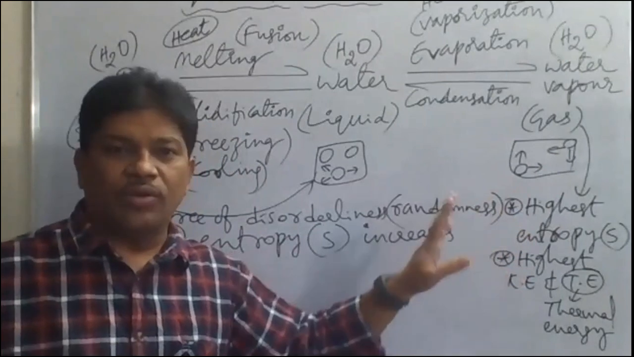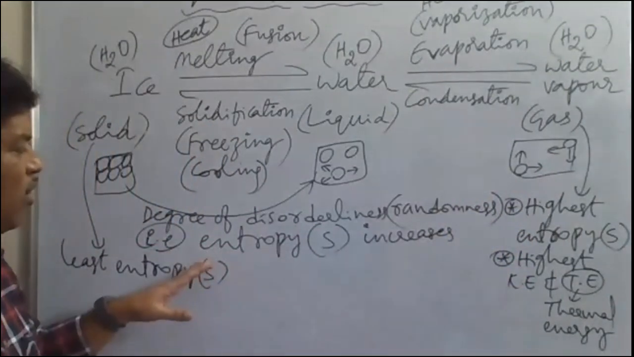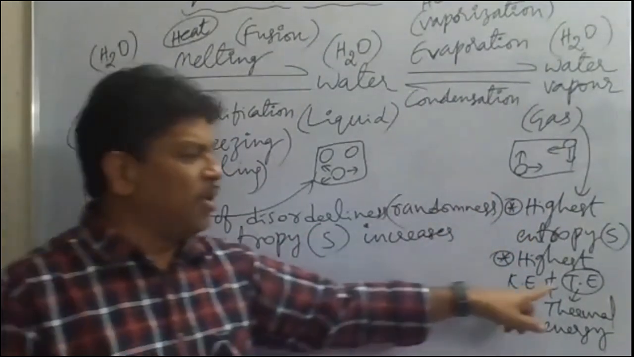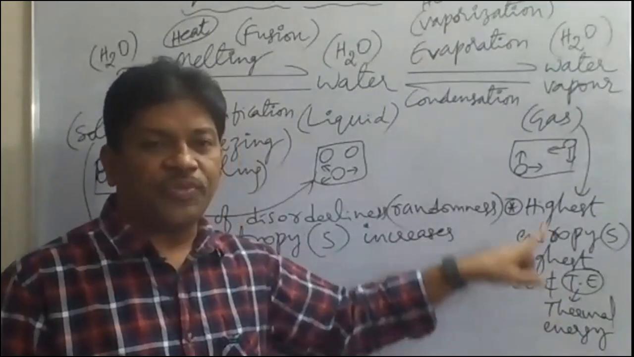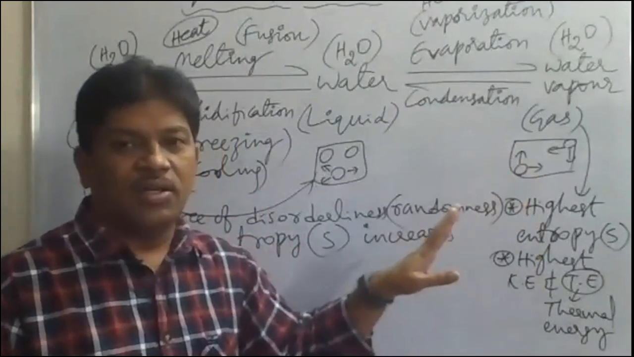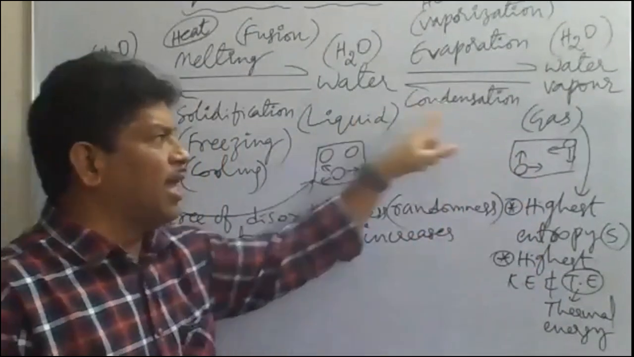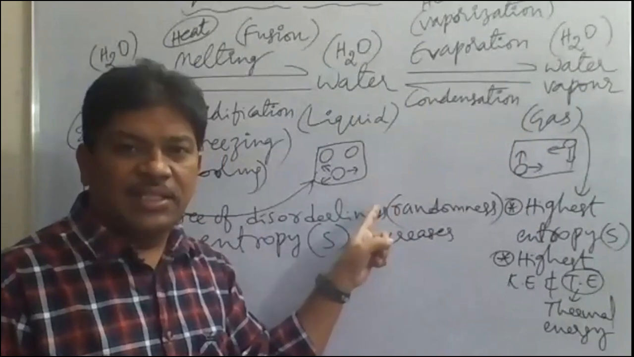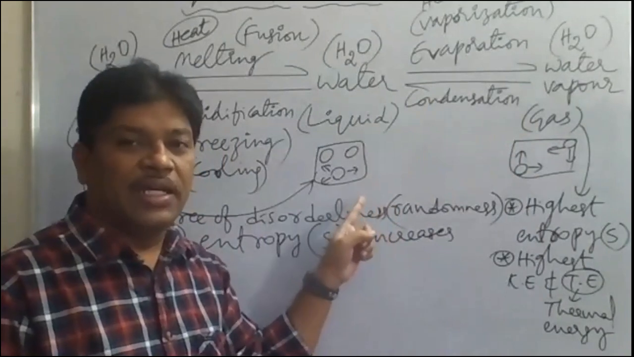So all these properties we are going to discuss. The main new point we have to understand is that thermal energy is highest for gaseous state, and entropy is highest for gaseous state. Whenever we convert liquid into gas, does the entropy increase or decrease? Entropy increases.